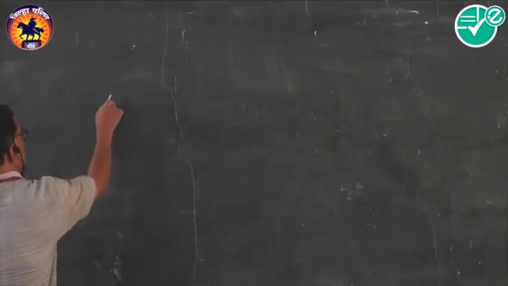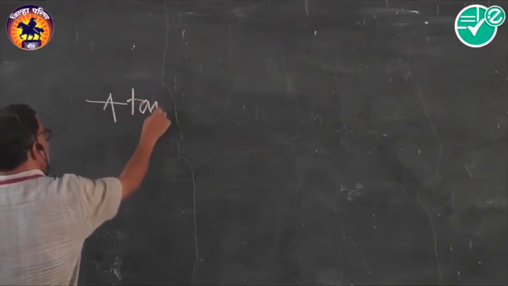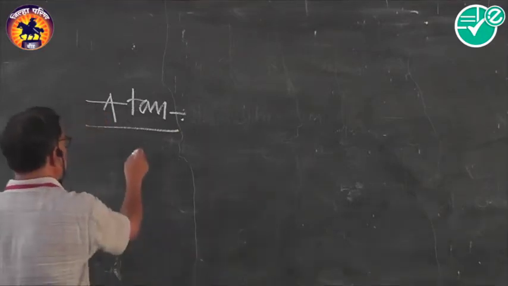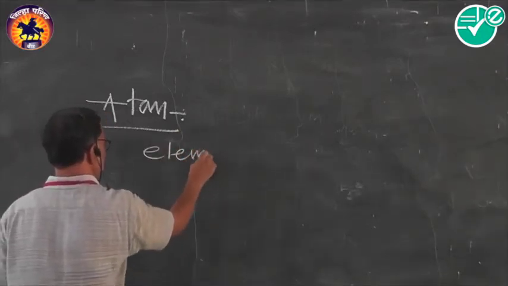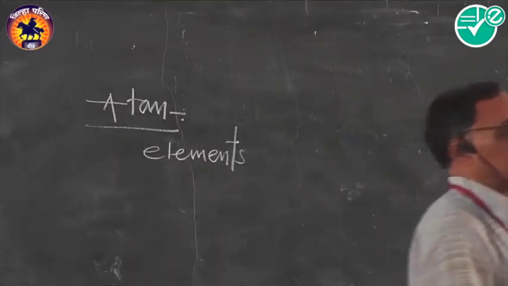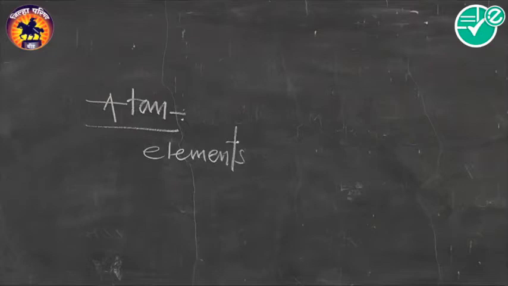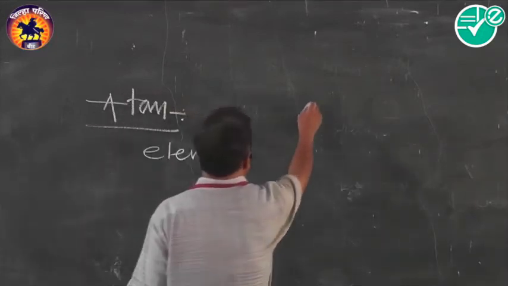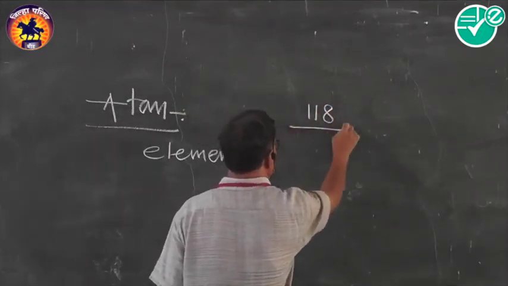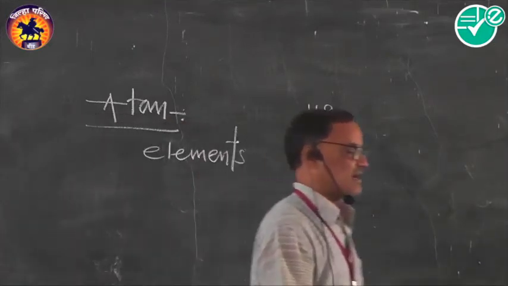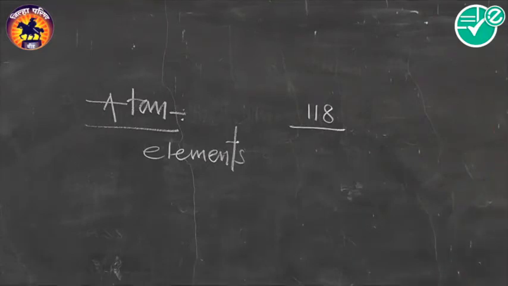So first of all, atom is a term used in inorganic chemistry, that is in the study of elements. In the periodic table, in Mendeleev's periodic table or Moseley's periodic table, there are 118 elements today. Mendeleev's periodic table contains 118 elements.